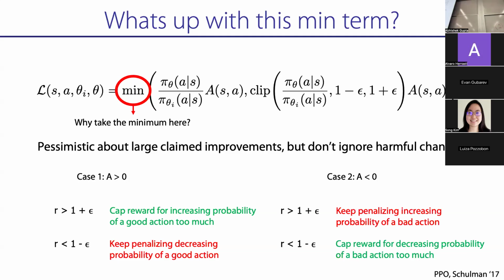And on the other side, if your advantage is negative, which means you have bad actions, what you want to say is, if your R is less than 1 minus epsilon, which means you're reducing its likelihood, you don't want to reduce it way too much. You want to clip how much it moves. But if you're falsely giving really high likelihood to something that is bad, keep penalizing giving too high of a likelihood to something that is bad. And so that's the logic behind this slightly more convoluted objective.